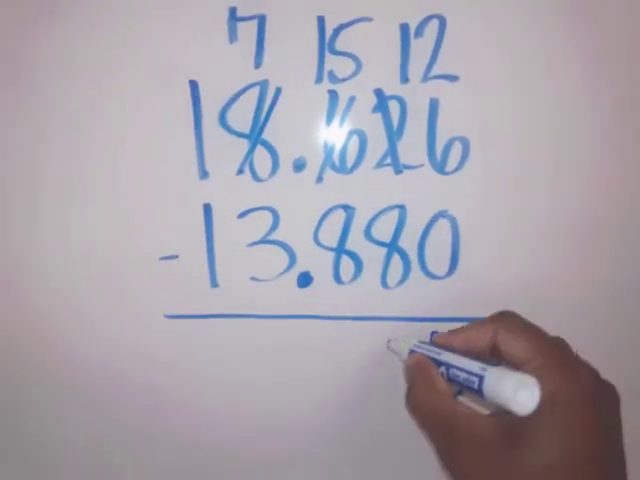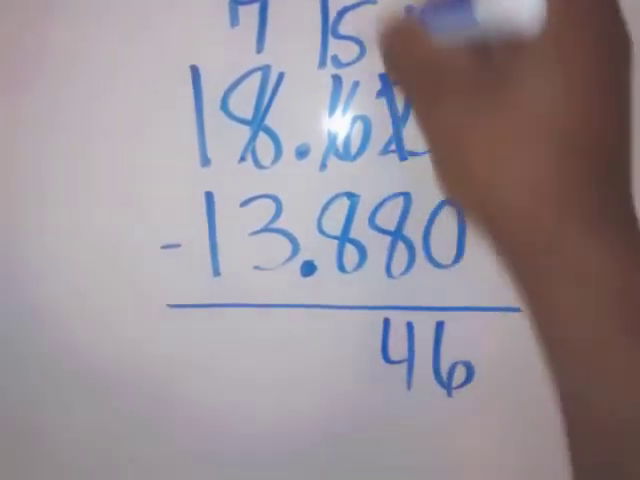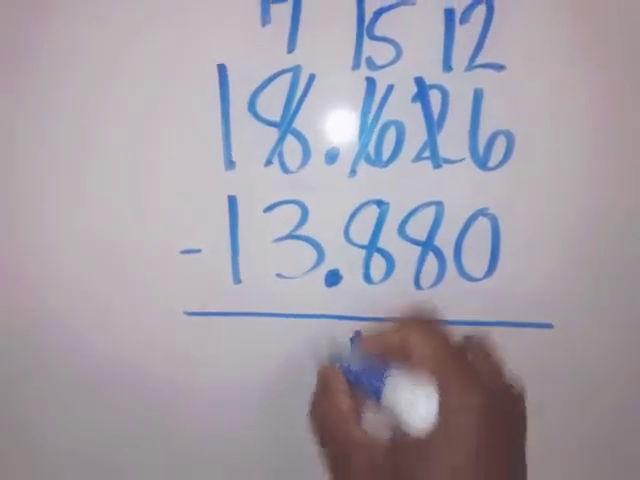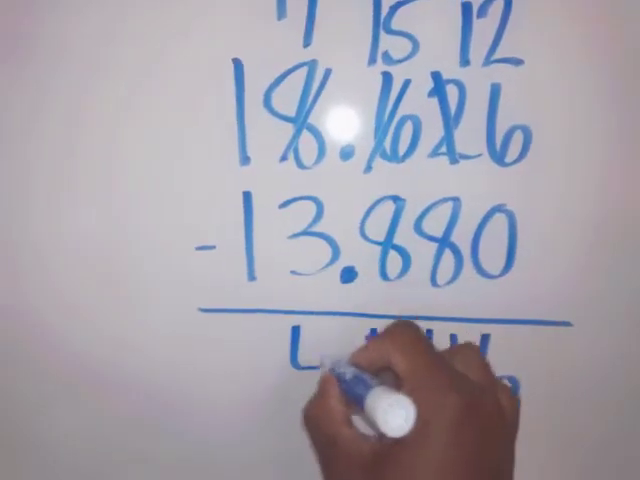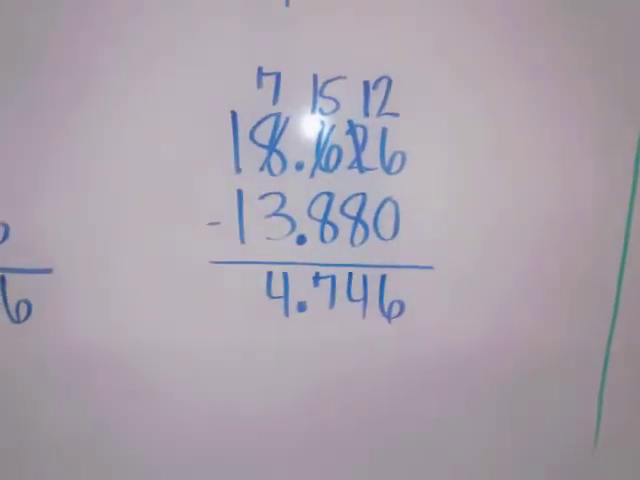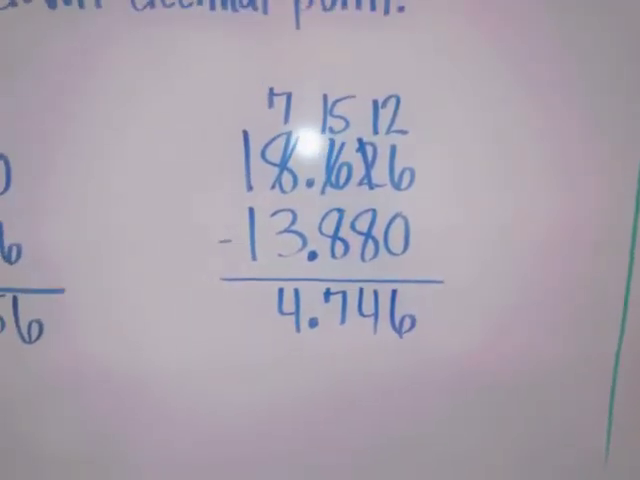12 minus 8 is 4. 15 minus 8 is 7. Bring down your decimal. 7 minus 3 is 4. So our final answer for this subtraction problem of decimals is 4 and 746 thousandths.